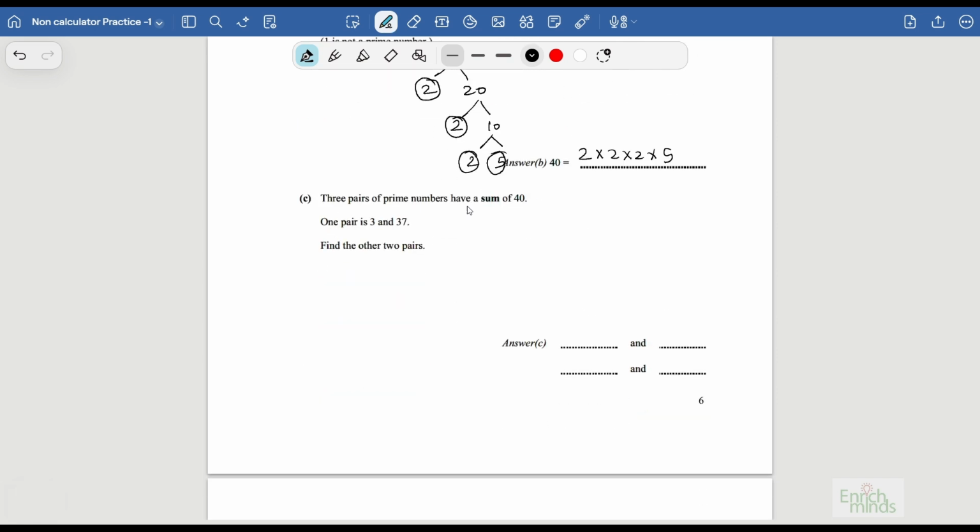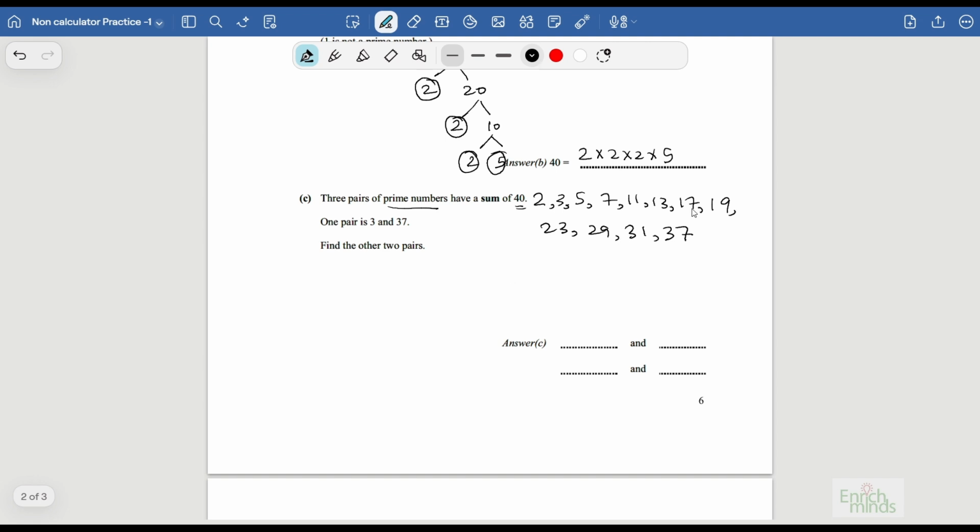3 pairs of prime numbers have a sum of 40. One of the pairs is 3 and 37. Find the other 2 pairs. So if I list the prime numbers which give me a sum of 40, the numbers have to be less than 40 for sure. So what are the prime numbers? We have 2, 3, 5, 7, 11, 13, 17, 19, and then 23, 29, 31, 37. These are the primes which are less than 40.